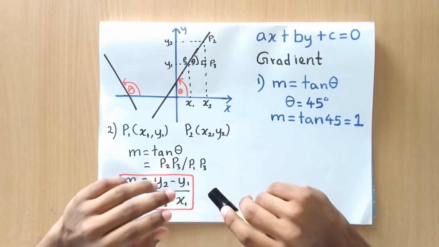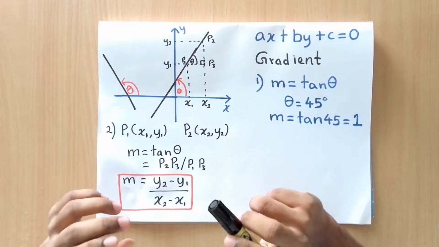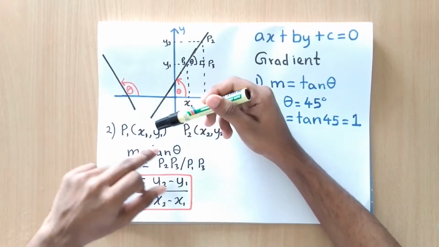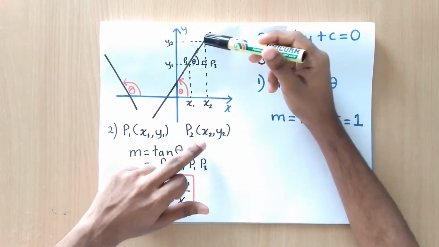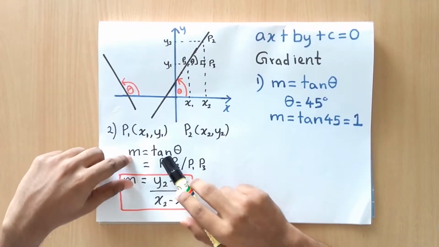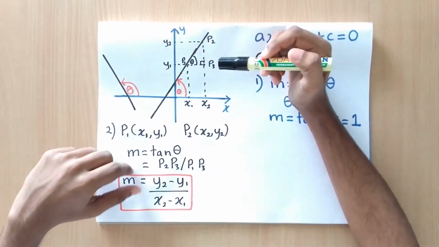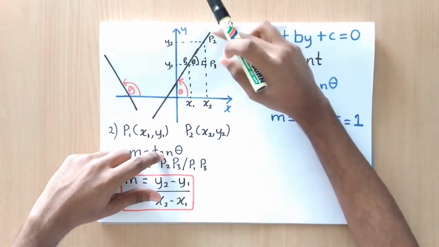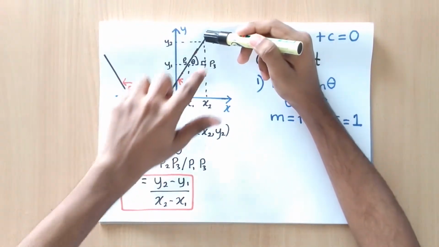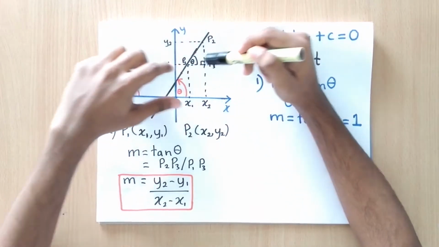The second method to measure the gradient is by the coordinates. Let's say that we are given the coordinates of 2 points P1 and P2, where P1 has the coordinates (x1, y1) and P2 has the coordinates (x2, y2). We know that m = tan θ. So by this right angle triangle, we can see that tan θ = P2P3 upon P1P3. So that will give us (y2 - y1) upon (x2 - x1).